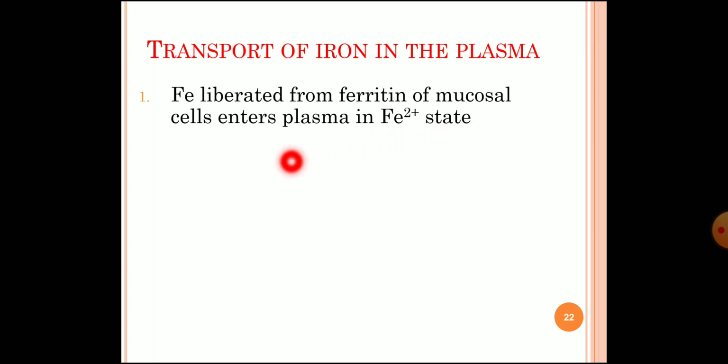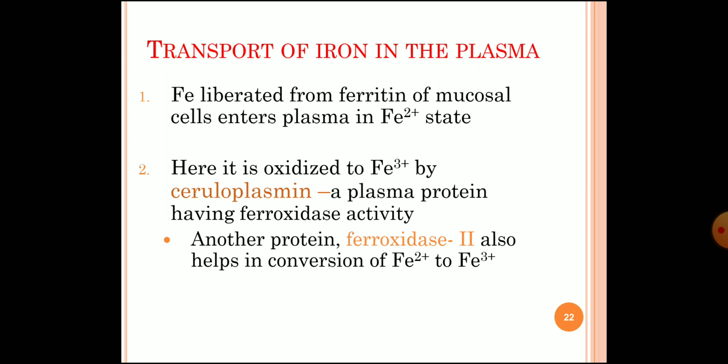That I already explained. It is first in the ferrous state, then it gets oxidized by ceruloplasmin, a plasma protein having peroxidase activity. There is one more protein in the plasma, hephaestin, which can also help in conversion of ferrous to ferric. So after releasing from the mucosal membrane, it is in the ferrous form. It has to be oxidized to ferric, then only it can combine with apotransferrin to form the transferrin, which is the transport form.